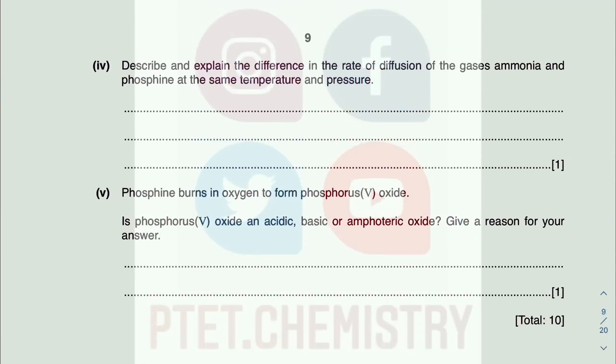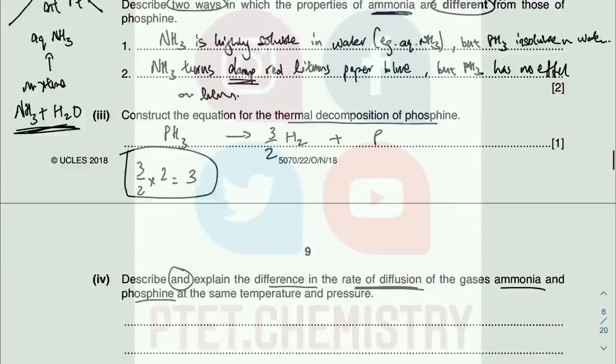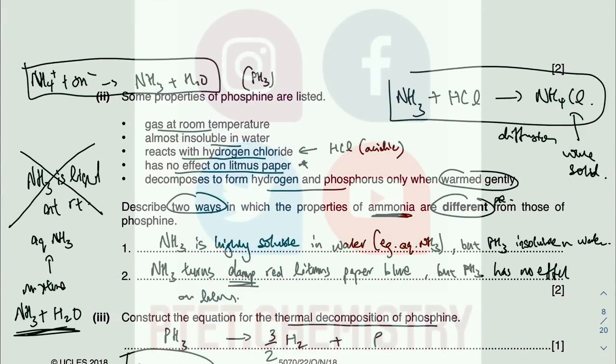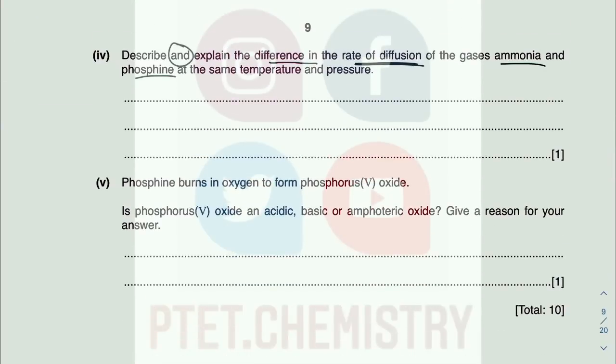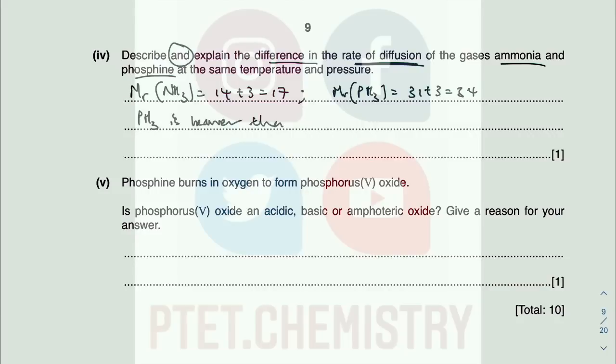Next bit. Describe and explain the difference in the rate of diffusion of the gases. So here it is not ammonia plus HCl, but it's ammonia and phosphine. But the same idea of diffusion applies. It is to do with the relative molecular mass, yeah? So you can work out the Mr of NH3, which is 14 plus 3 is 17. And then the Mr of PH3 is 31 plus 3, which is 34. So what I can say is PH3 is heavier than NH3. Therefore, PH3 diffuses slower than NH3.